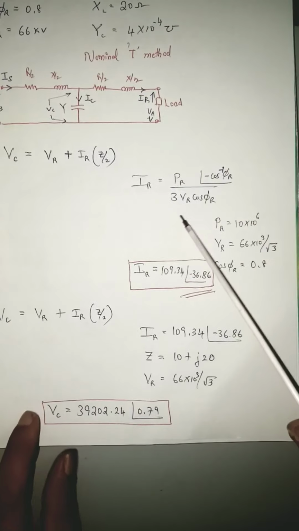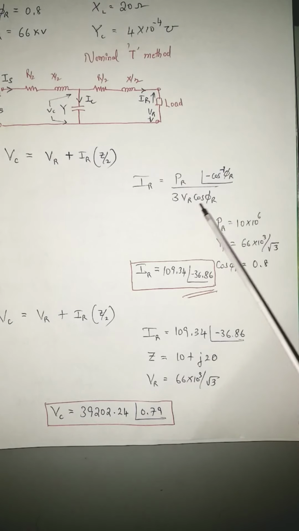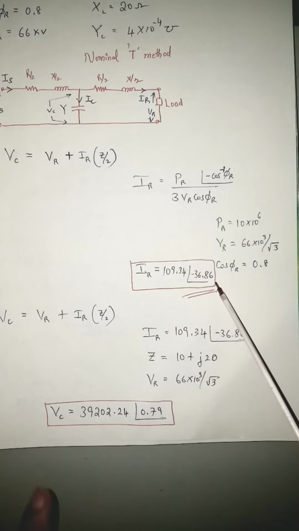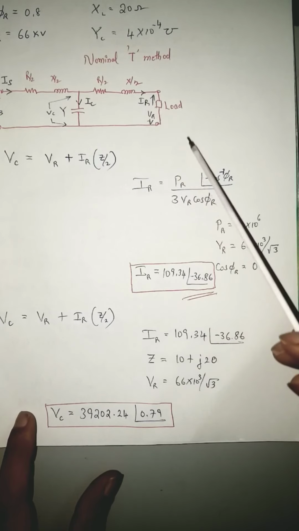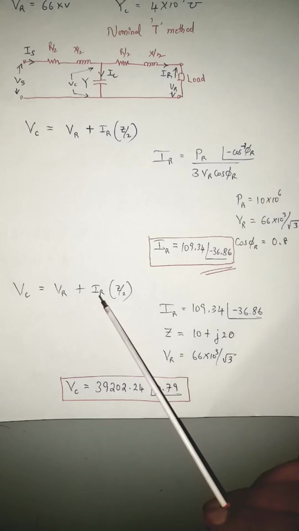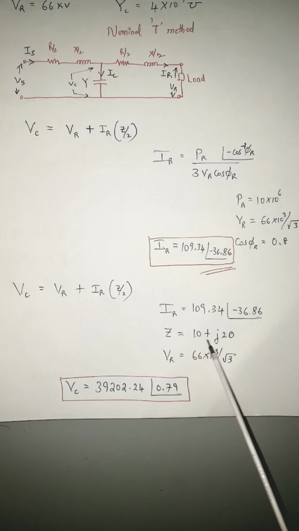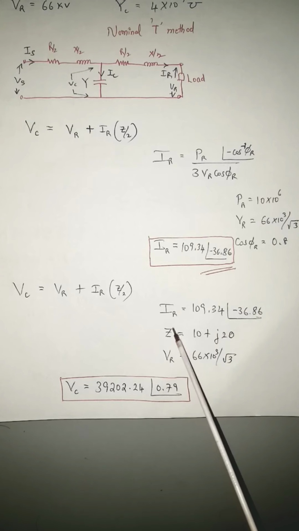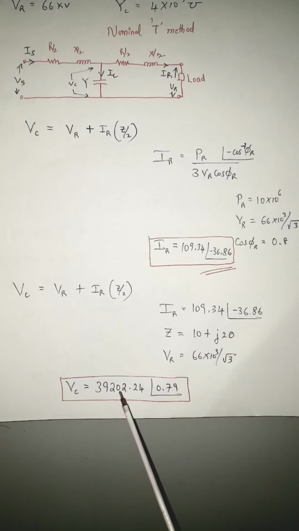I'll be calculating IR as usual, given by PR by 3 VR cos phi R at an angle minus cos inverse of phi R, because I need the entire vector here. PR is given as 10 into 10 power 6, VR is 66 kV, convert it into phase voltage, cos phi R is 0.8, substitute all, you'll be getting 109.34 at an angle minus 36.86. So I got IR right now. Now I have IR, Z is nothing but 10 plus j20 given in the problem. We know VR, we have calculated IR. Using VR, Z and IR, I can calculate VC.